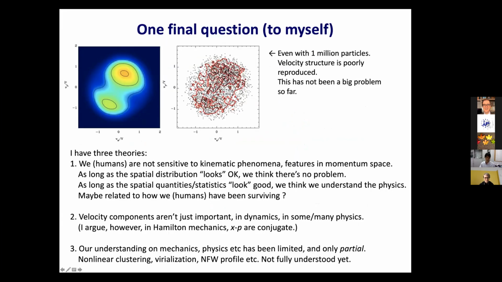One final question. I have been over 10 years always wondering why this is okay with 1 million particles. We never had a problem. I have 3 theories. Martha, you can read it later. Maybe we are not very sensitive to kinematic phenomena like velocity moments or velocity distributions. I speculate many things. Or velocity components aren't that important in dynamics. I argue strongly against that, because in university you teach Hamiltonian mechanics, and position and velocity are conjugate, so either one should be equal. Or our understanding of mechanics and physics has been limited, or only partial. We really need to fully understand nonlinear clustering, the origin of the NFW profile, and so on. I don't know, Martha. Thank you for asking.